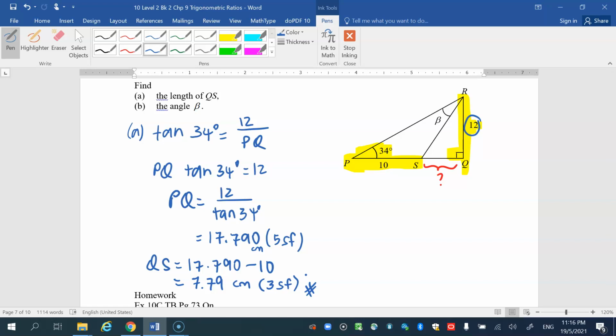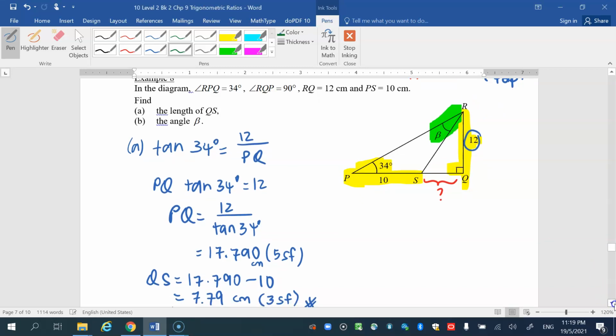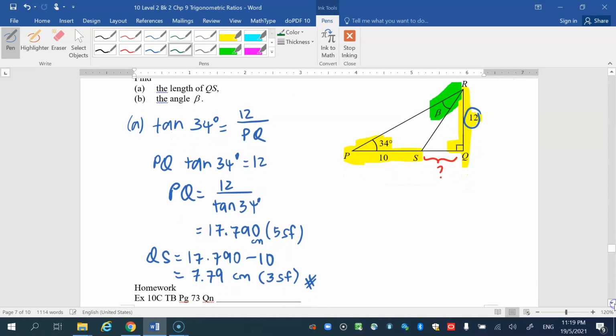Alright, part B says find the angle beta, which is over here. Let's use green color because my blood is green. Alright, now how do I find angle beta? I realized that beta is inside this triangle PRS, but PRS is not a right angle triangle. So we have to do something similar to what we did previously, which is to find this bigger angle first. We have to find this big angle, which is PRQ. Then we have to find the small angle SRQ, and then subtract them to find your beta. So let's do it step by step. For part B, let's find the small angle first, which is SRQ.